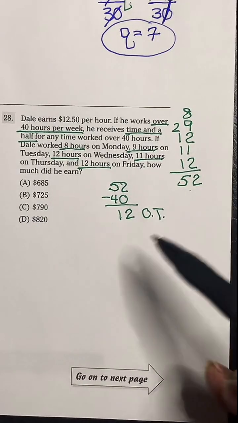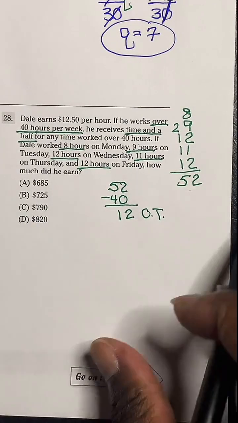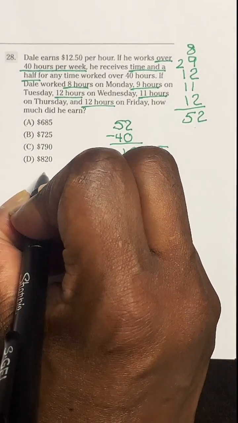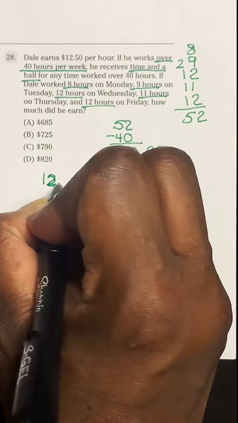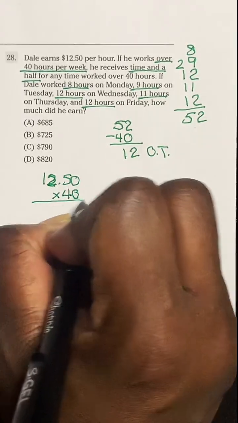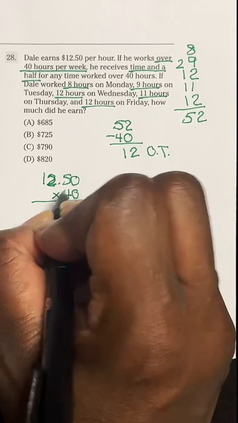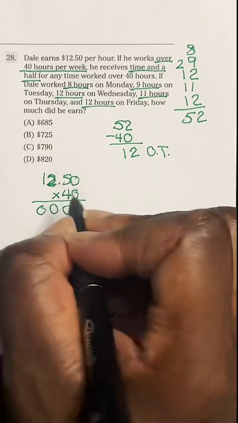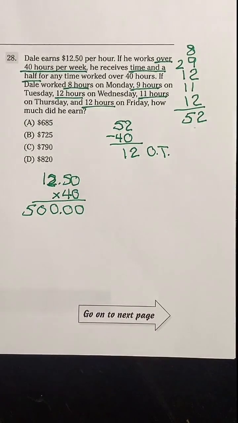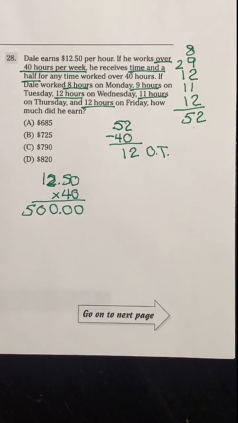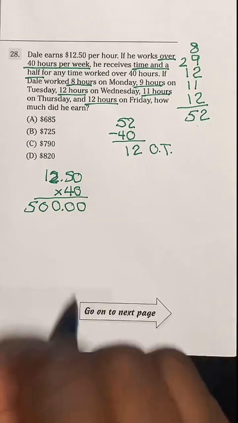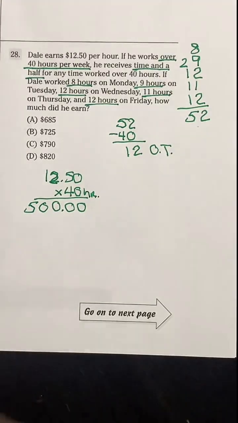Now, for his overtime, we're looking at how much he makes for the 40 hours. So if we're doing $12.50 times the 40 hours, we got our 0, we got our 0, 0, carry the 2, that's 10, carry the 1, that gives me 5. So this will be 500 right here. Okay, so that's what he's making for his 40 hours.